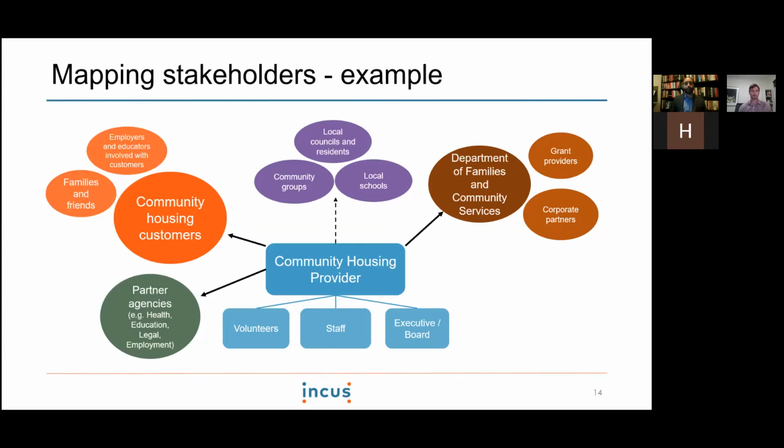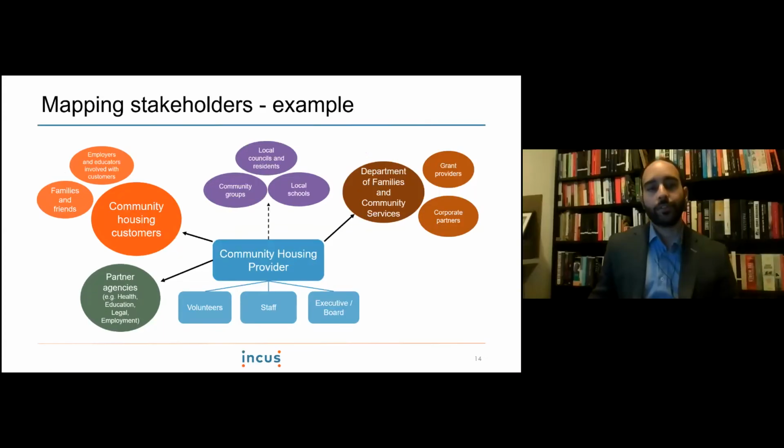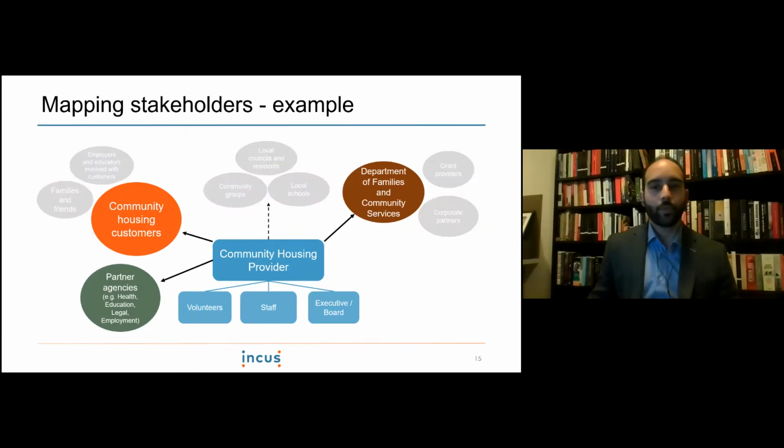At the top right, you've got the funder, the Department of Families and Community Services, and some other philanthropic and corporate partners of them. And you've also got some local residents, councils, schools, community groups that might be interested. So we went through this process with the community housing provider, and we worked out, well, who do we take forward to engage with? And we picked these: the community housing customers themselves, the partner agencies, and the department.